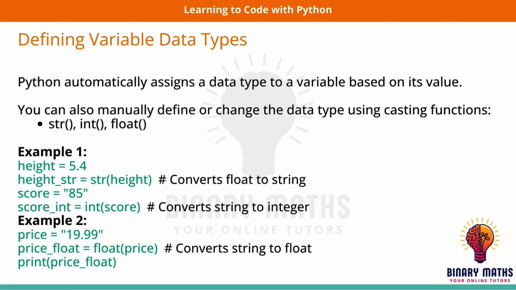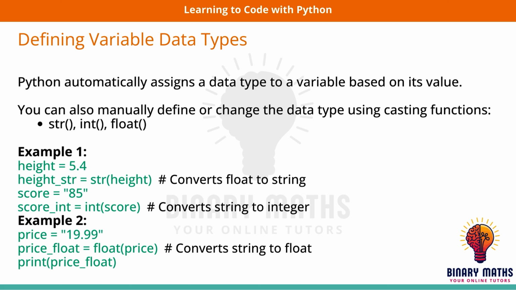If we take score, which equals 85, and type something like score underscore int equals int, open brackets, and score within it, this will convert the string, which is alphanumeric, into an integer. Now, when we convert it to an integer, it will allow us to add other numbers to it. It will allow us to perform calculations on it. So this is useful when we need to ensure a variable is of a specific type.